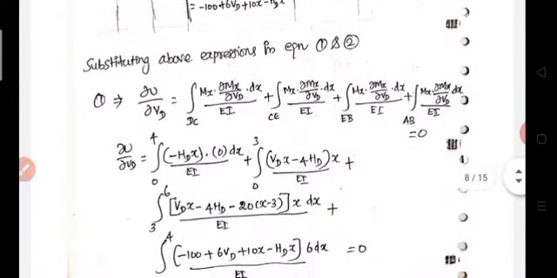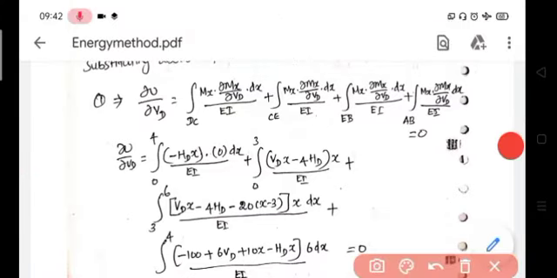Then substitute these values. For the segment DC, the limit will be 0 to 4. Mx is equal to minus HD into x. Then dou Mx by dou VD is equal to 0, divided by EI. In this frame EI is constant, so we don't need to bother about this EI value. In the previous problem it was a non-prismatic beam, so we had to concentrate where the moment of inertia changes. In this case the moment of inertia is constant, so you may neglect it. It is not a problem.